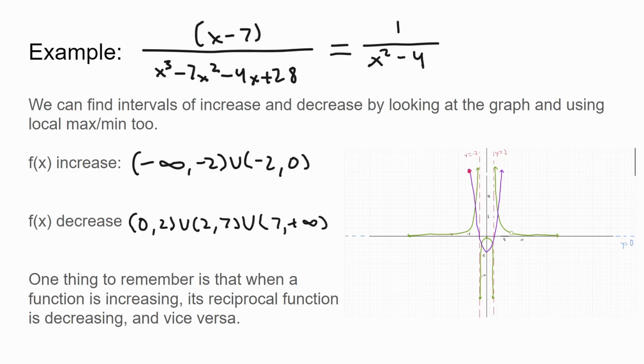So for example, if you see here, the original purple function is decreasing all the way until 0. So the reciprocal function, f of x, is constantly increasing until 0. And then when the original function starts increasing, the reciprocal function starts decreasing. So that's cool to remember.